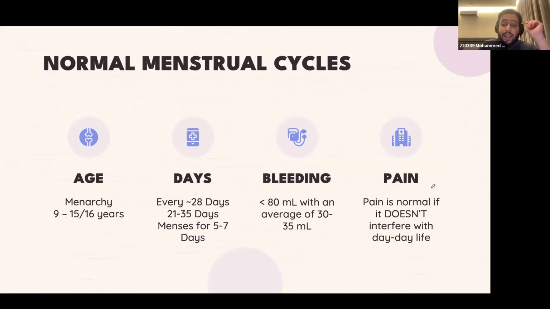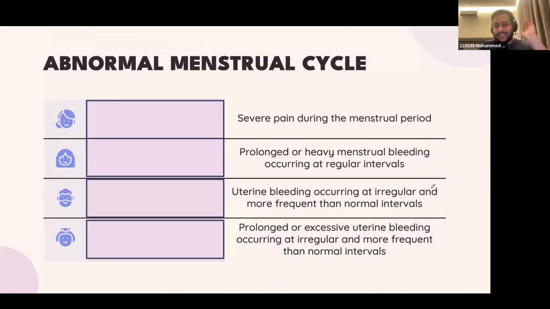The next thing is pain. Pain in a menstrual cycle is very normal if it doesn't interfere with day-to-day life. If it does, this is something else, okay? This is a whole different differential, and we'll talk about this in these slides.